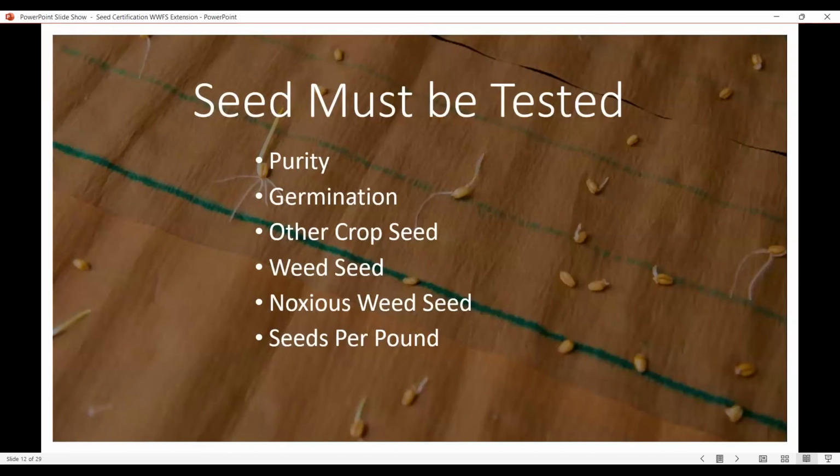After it's conditioned, it has to be tested. When it's tested, we check for the purity, we check the germination, we look for other crop seed, we look for other weed seed, noxious weed seed, and seeds per pound. And usually, in the case of wheat, we'll give a test weight and protein when it's sent in for that complete set of tests. One of the things with certified seed, when the seed analyst goes through the sample, there are requirements set down by AOSA, which is the Association of Official Seed Analysts, on the limits or on the weights that they have to look through.